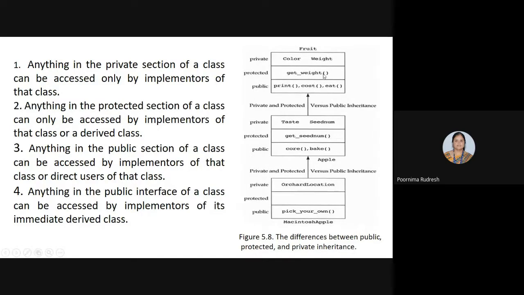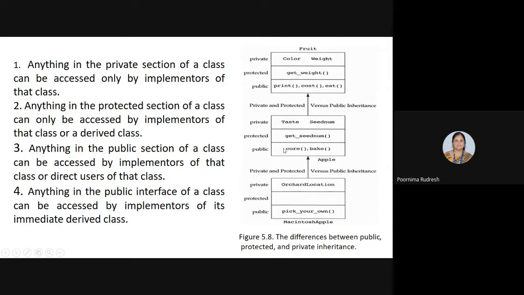So here getWeight is declared in the protected area, or getWeight is present in the protected area of the fruit class. Similarly, getSeedNumber is there in the protected area of the apple class, and nothing is there in Macintosh apple, right? Now what the second point says is that anything present in the protected section of a class can only be accessed by the implementers of that class or the derived class.